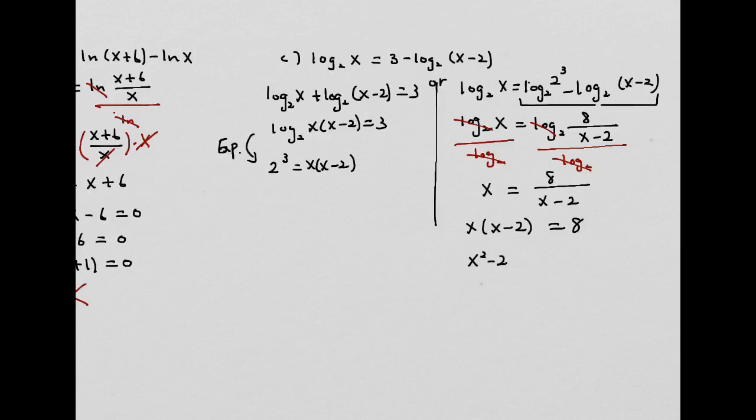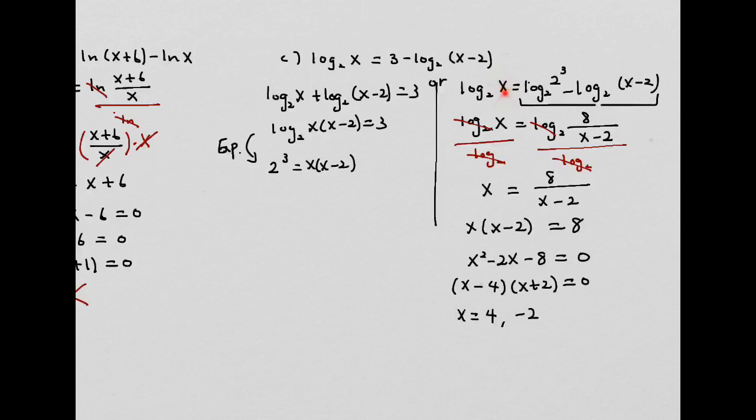When you open the parentheses, you realize that it's quadratic, so you make it standard form equal to 0. And it looks like you can factor this. It will be x minus 4 and x plus 2. So your x can be either positive 4 or negative 2. Let's make sure we can keep both solutions by replacing back.